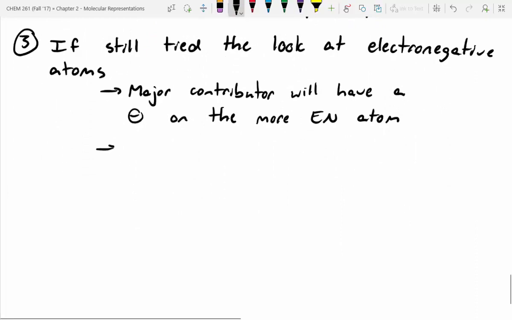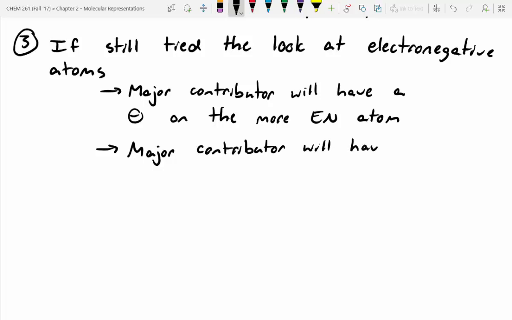Alternatively, the major contributor will have a negative charge on the more electronegative atom. And then the minor would have the positive charge? Yeah, this is another way of thinking about it. So major contributor will have a positive charge on the least electronegative atom.